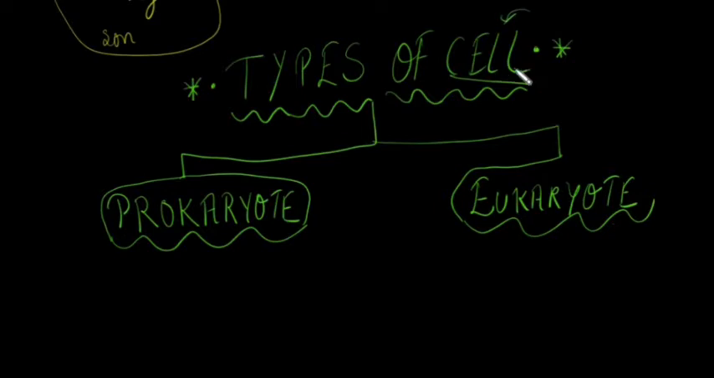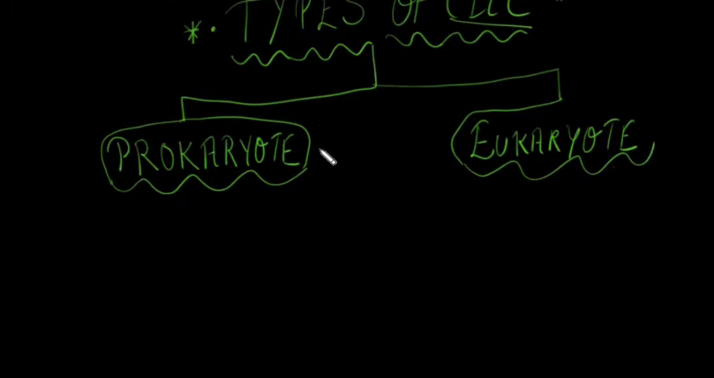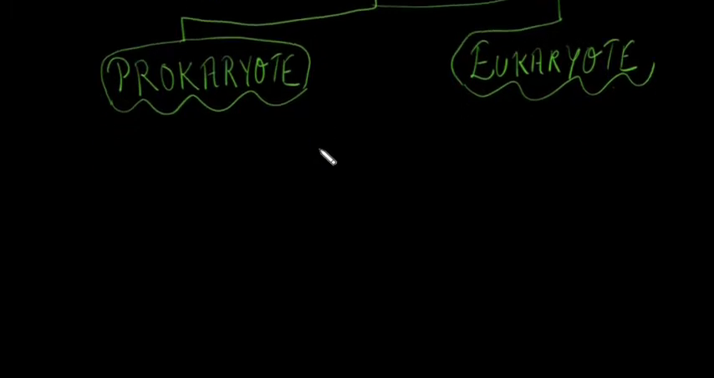What are the types of cell we know? We know prokaryotes, we know eukaryotes. Now at this moment, I want you to pause the video and think the major difference between prokaryotes and eukaryotes. Have you thought? Okay. Now what does a prokaryote have? And what is the difference that makes prokaryote and eukaryote different?